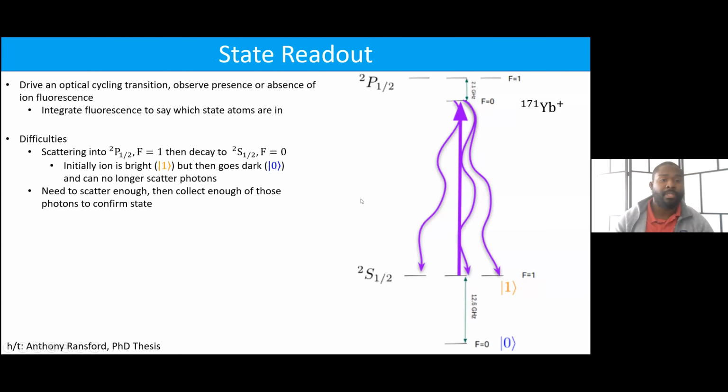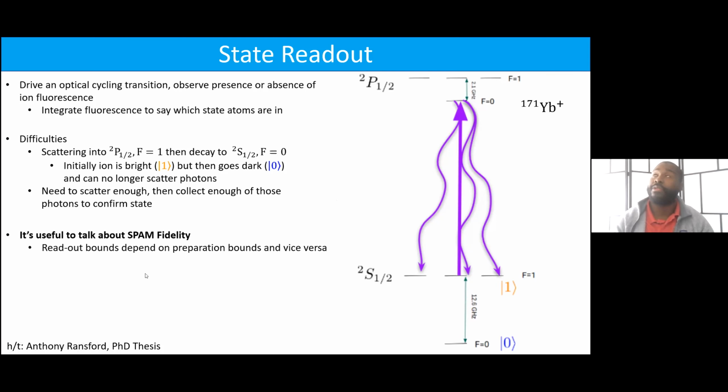Now, one difficulty is that you might be trying to read out your state by only driving this transition from here to here, but you might accidentally drive a transition from this state, f equals 1 to f equals 1, which then decays into f equals 0. And so this ion that was initially part of your bright state becomes a dark state ion, and it no longer scatters photons. You need ions to be scattering photons in order to read out your states. This is a bad thing. Not only do you need these ions to scatter enough, you also need to be able to collect enough of those photons to actually confirm your state.